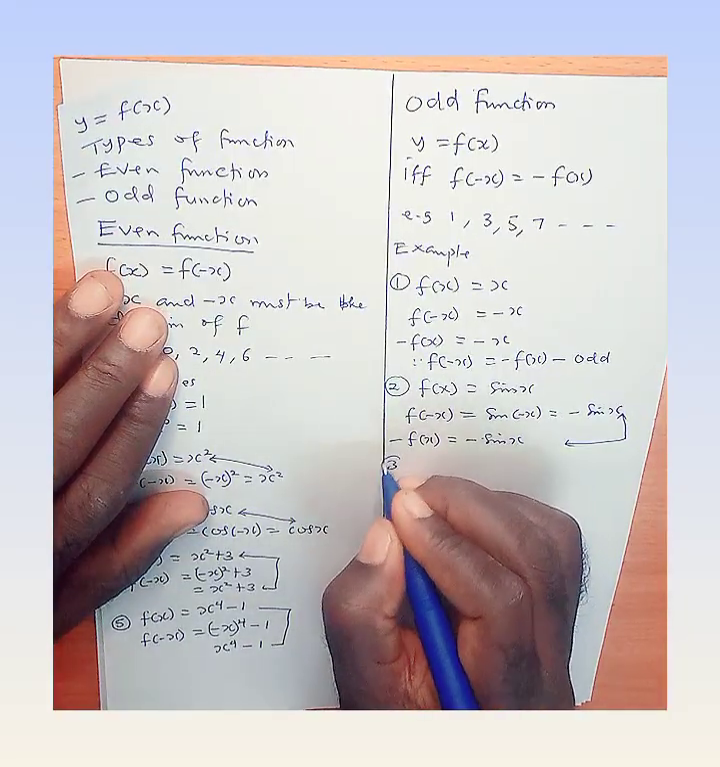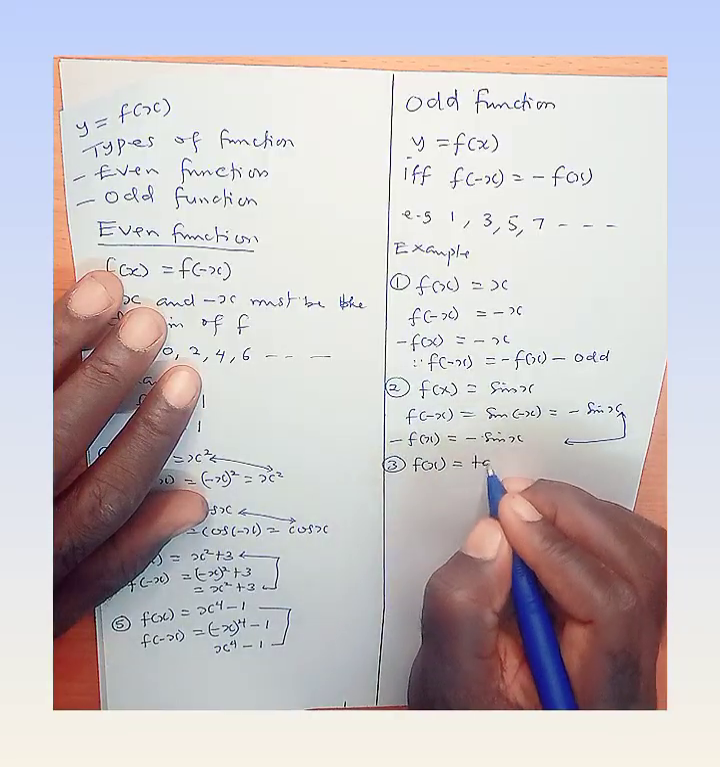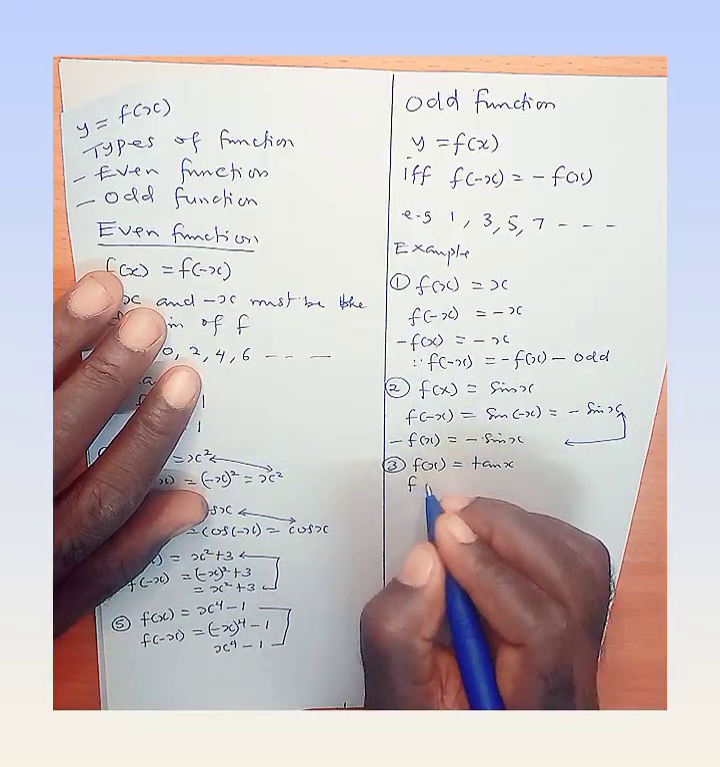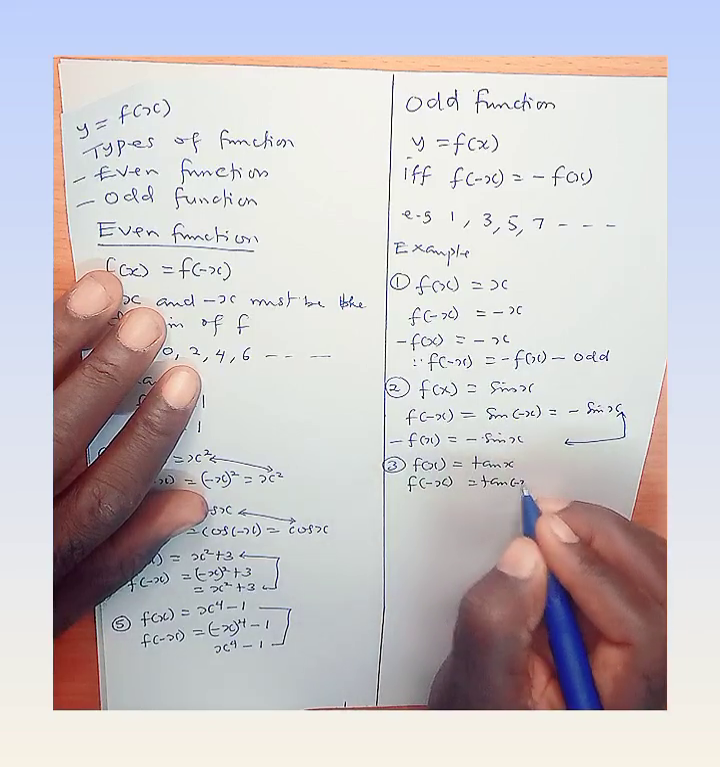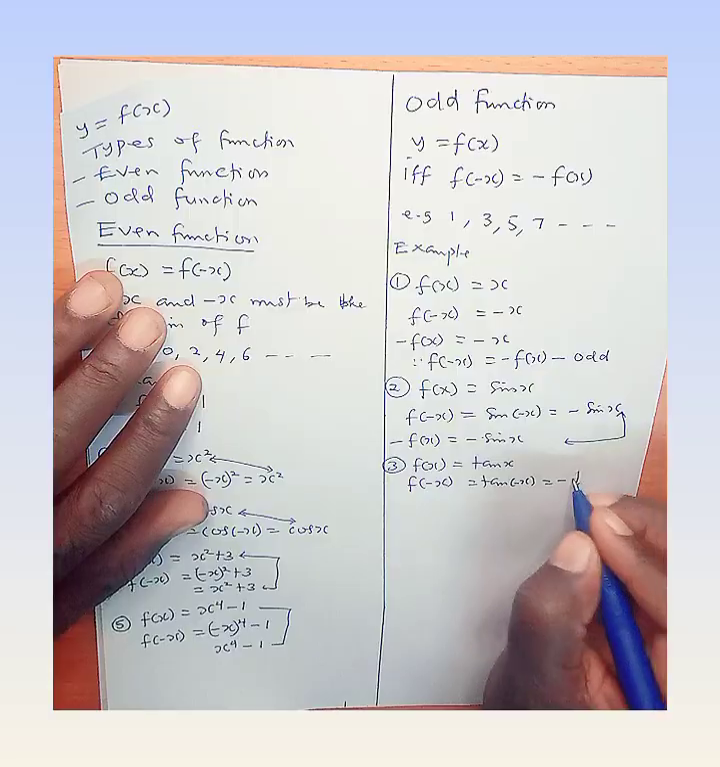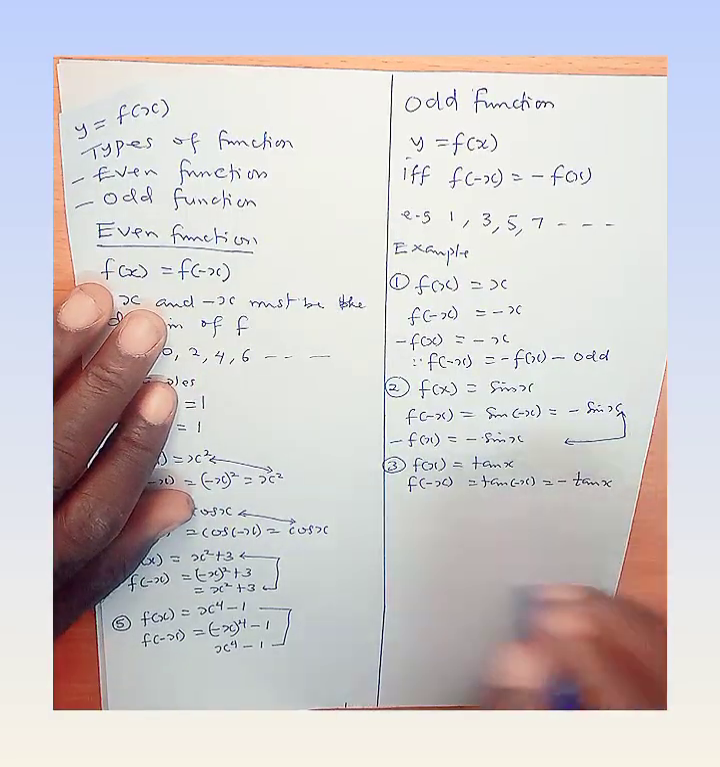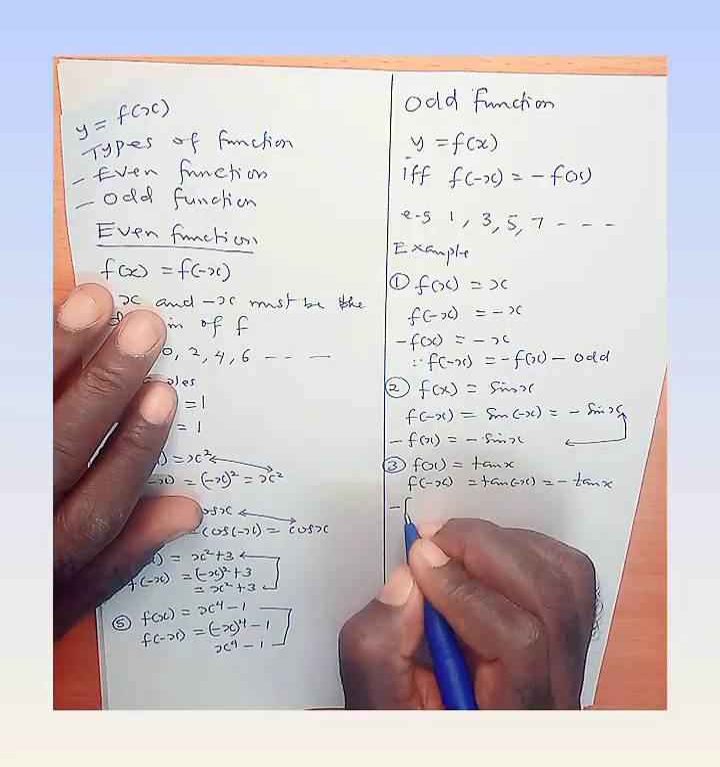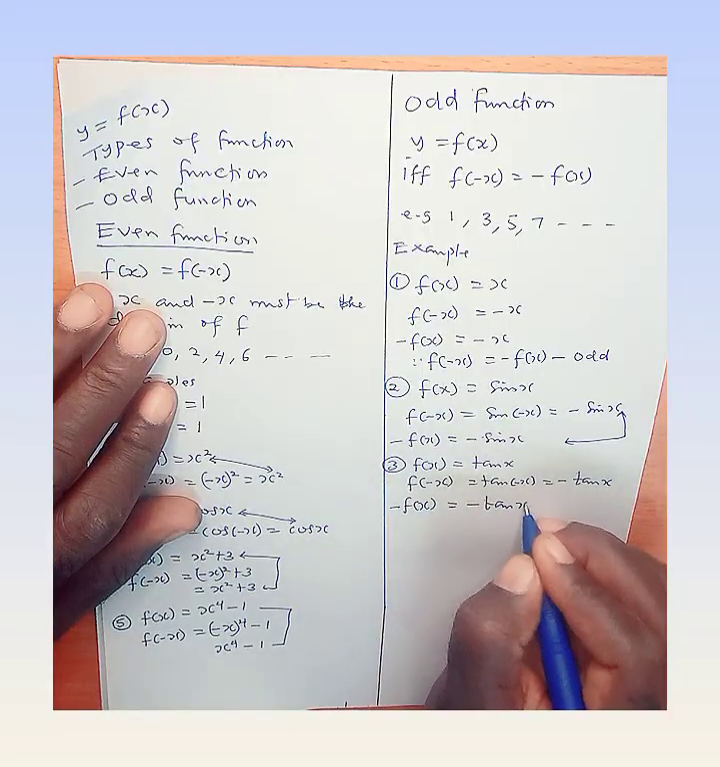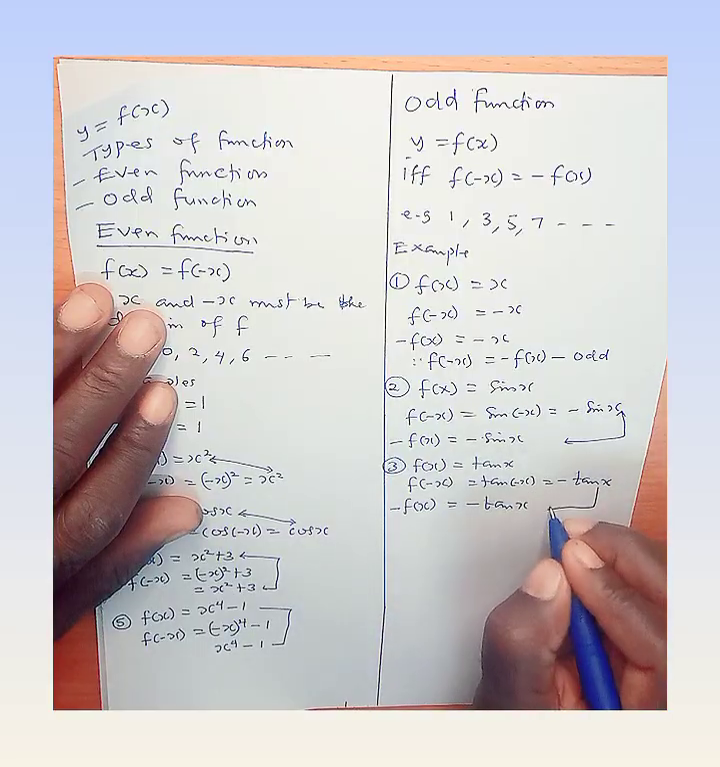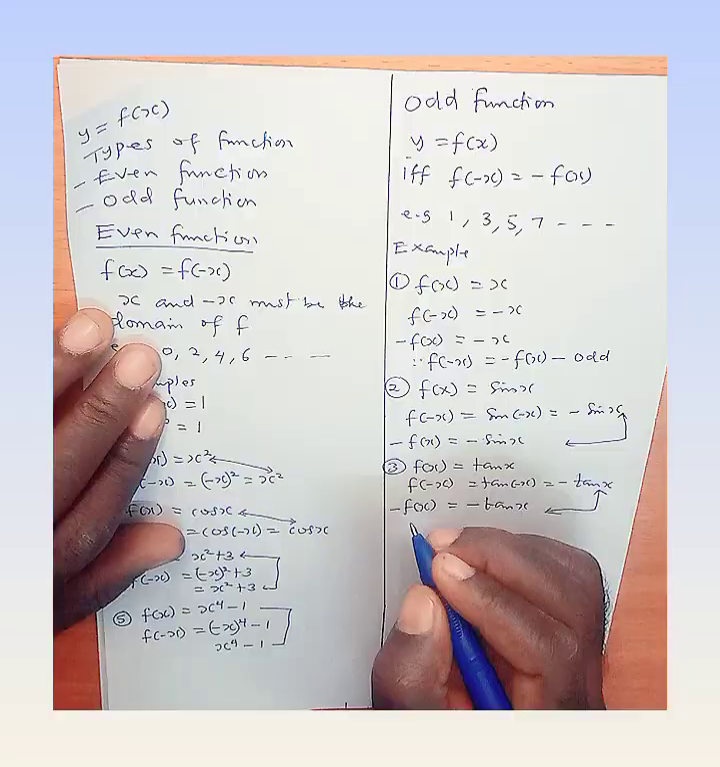Now let us take a look at another example here. We have f of x is equal to tan x. Then f of minus x is equal to tan of minus x, and this is minus tan x. Then let us multiply f of x by minus. This will be minus tan x. Since this one and this one are the same, then tan x is regarded as an odd function.